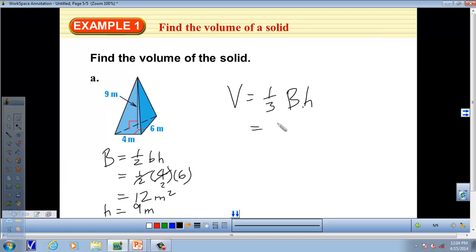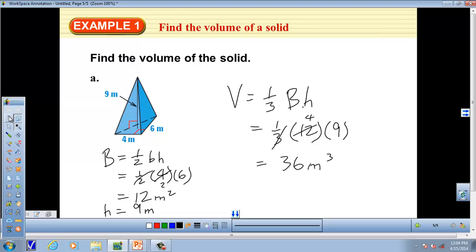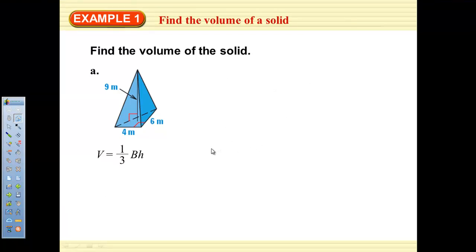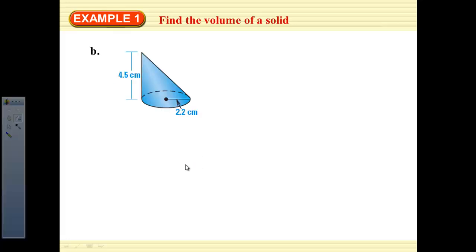We just plug everything in. We have 1/3. The area of the base is 12. The height is 9. 1/3 of 12 is 4. So that gives us a total of 36 cubic meters. So if we look again, 1/3 area of the base times the height, we plug everything in, we get 36 square meters, or cubic meters, sorry.